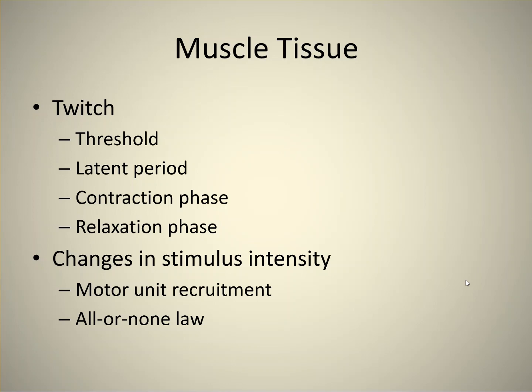Changes in stimulus intensity. How do you change the amount of tension a muscle generates? Motor unit recruitment. You recruit a few motor units, you can lift something. Lifting something heavy, you need to recruit more. And the all-or-none law means that muscles don't act all or none, but muscle fibers do. A muscle fiber either contracts 100% completely or doesn't contract at all.